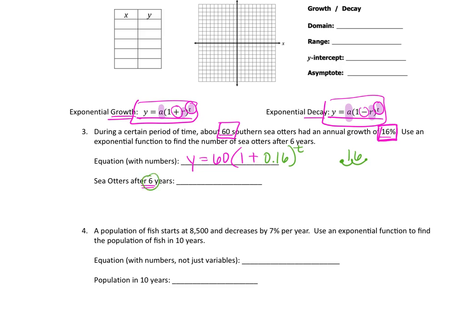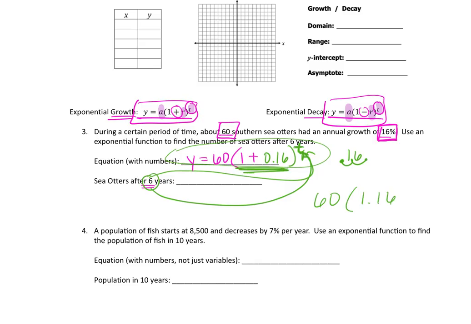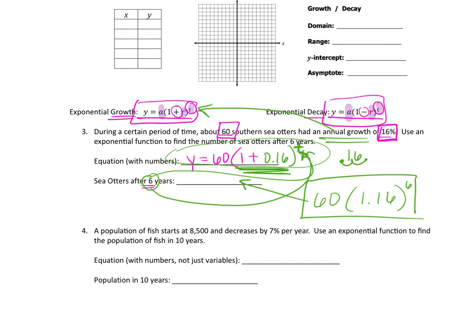If you put a 6 there, because that's the number we want, that's fine. I will take it. If you put a t there, I will take it. Because this would say this is the equation we're going to use for any number of years. I specifically want 6 years, so you would plug in a 6 right there. 60 times, you may write it as 1.16 if you want, or you may leave it as 1 plus 0.16. That's fine too. This is what you would plug into your calculator to get that number, okay? It's growth, right? So we used the growth equation.